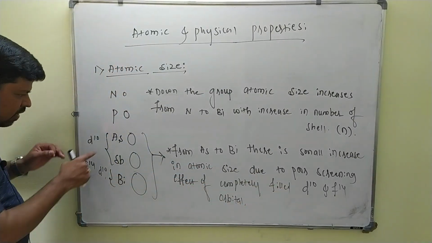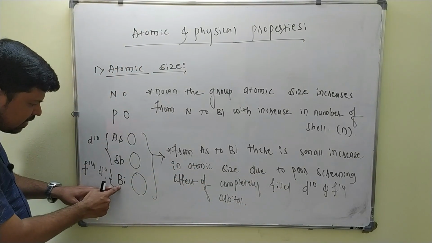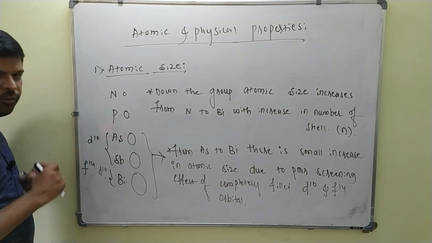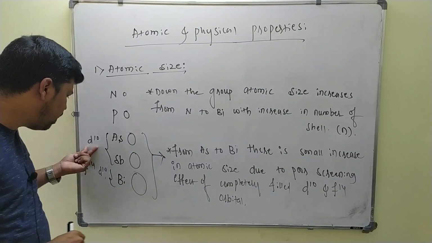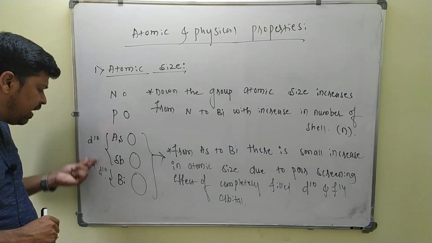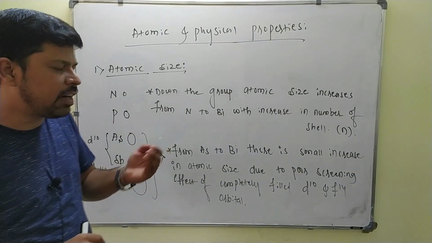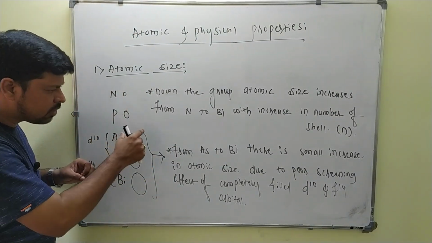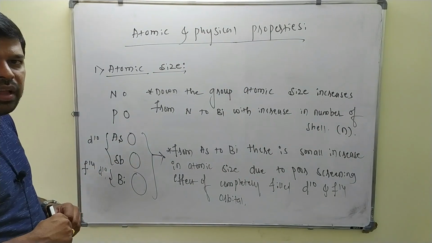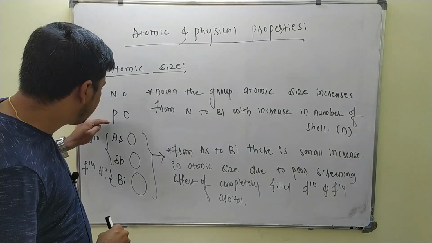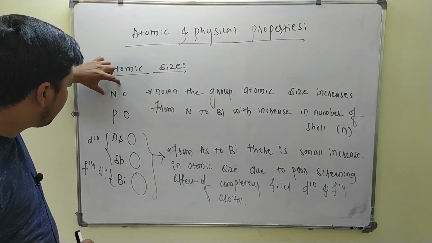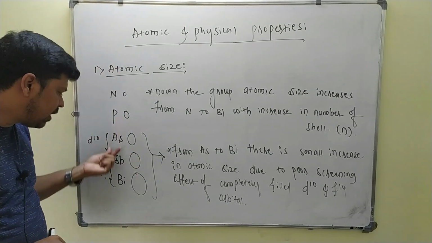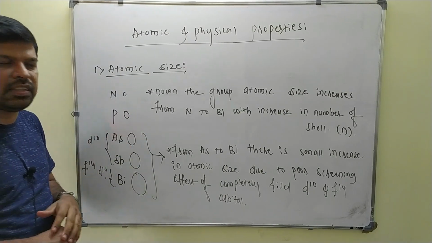Arsenic, antimony and bismuth, all these three elements, contain completely filled d and f orbitals in their inner shell. Due to the poor shielding effect of these completely filled d and f orbitals, the effective nuclear charge increases slightly. That's why from arsenic to bismuth there is only a small increase in the atomic size as compared to nitrogen to phosphorus. Overall, from nitrogen to bismuth there is an increase in the atomic size, but from arsenic to bismuth the increase is small.